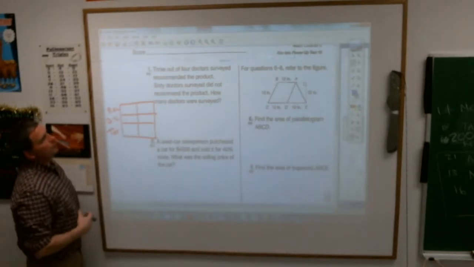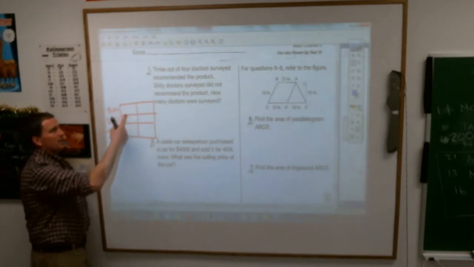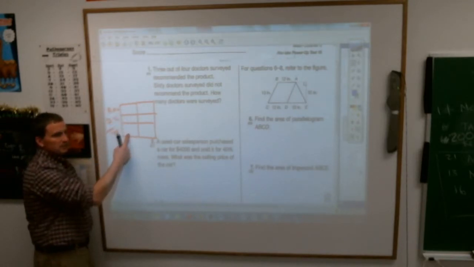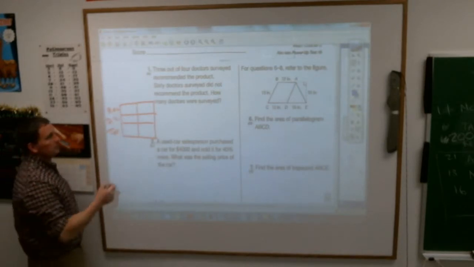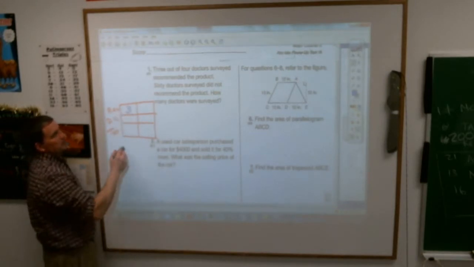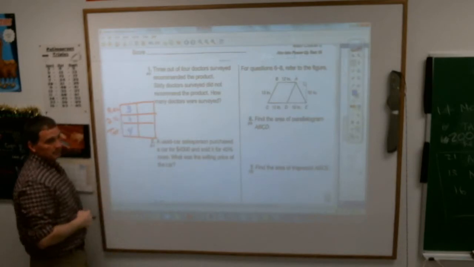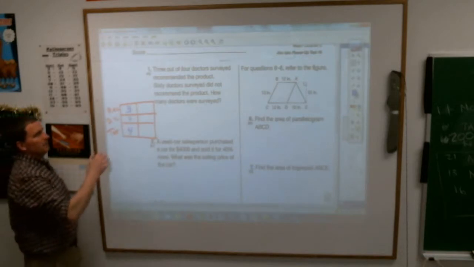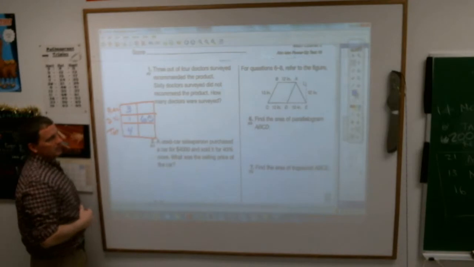3 out of 4 doctors surveyed recommended it. So where do those numbers go? Is it 3 doctors recommended, 4 didn't recommend it? 3 doctors recommended out of a total of 4 doctors? Where does it go there? Luke? The 3 goes on the recommended and 4 goes on the total. Right. 3 out of a total of 4 doctors. So that means 1 out of those did not. So they have to add up. 60 doctors did not recommend the product. 60 did not recommend it. Goes in the did not recommend box.